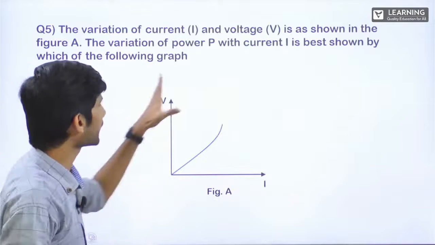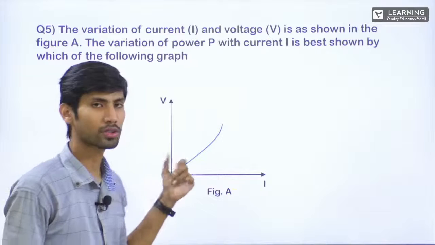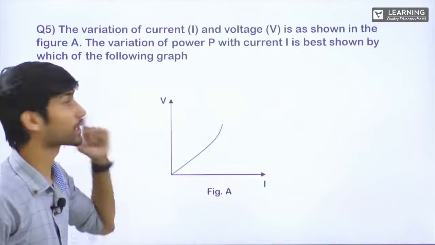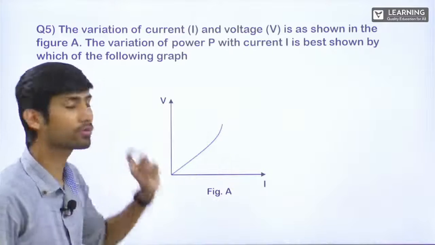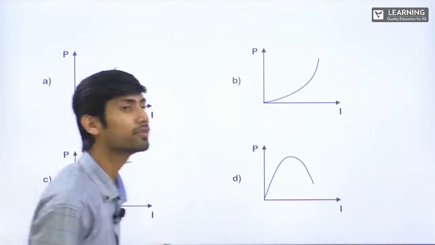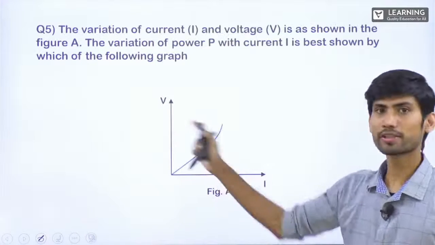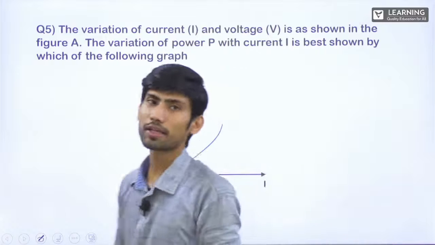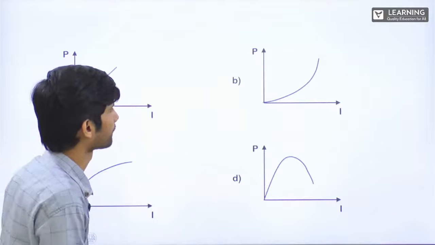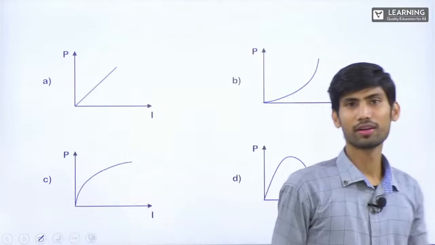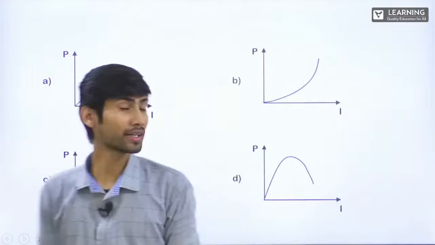The variation of current and voltage is as shown in the figure. So this is the voltage versus I graph. The variation of power P with current is best shown by which of the following graphs? So there are 4 graphs, P versus I. For this V versus I variation, you have to make a P versus I graph. How to do it? Any one of these 4 is correct. Find your option. Write in your notebook. I'll find the answer.